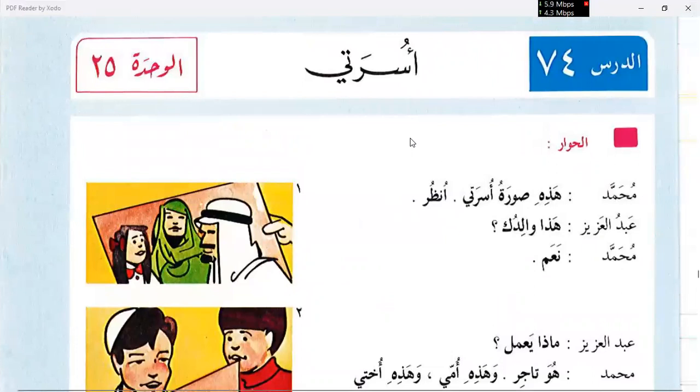So the first student is Khatija, you are Muhammad, and Mr. Muhammad Samba, you are Abdulaziz.